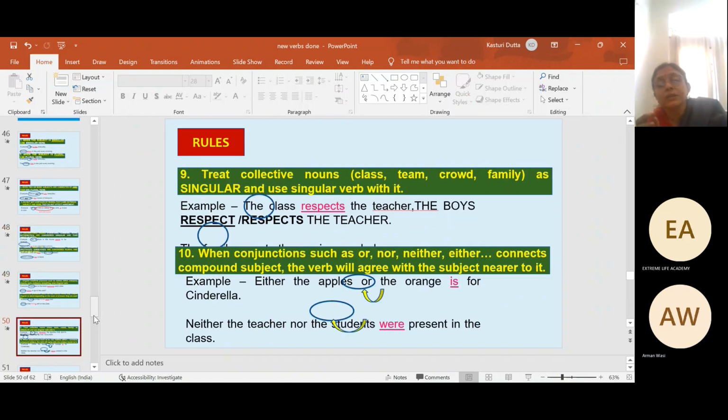So Arman, "boys" is a plural, as you told me. "Boys" is not a collective noun. You gave me the answer that "the boys respect the teacher," and your answer was correct. Why? Because "boys" is a plural, and with a plural we don't add s or es to the verb. That is why you are saying, ma'am, "the boys respect the teacher." I just wrote the sentence for testing your conceptual knowledge.